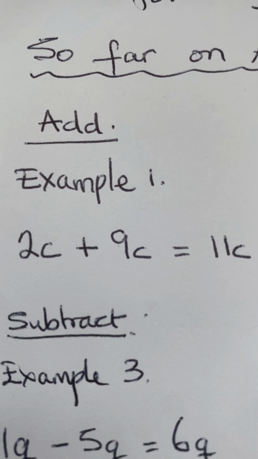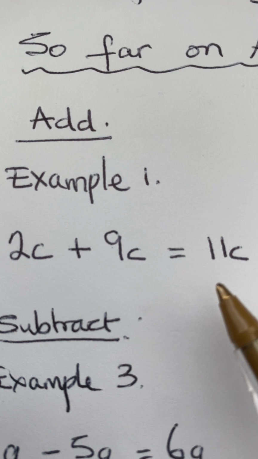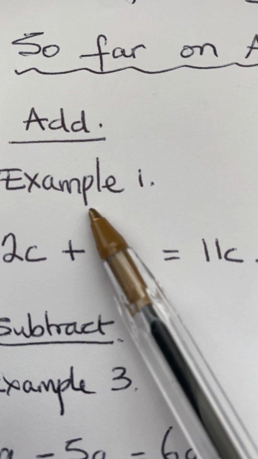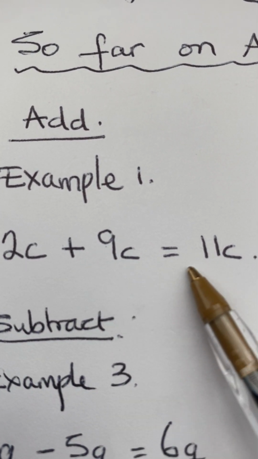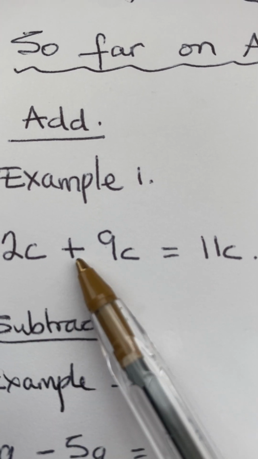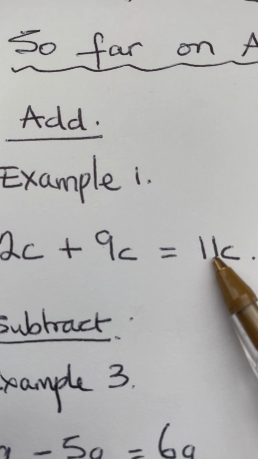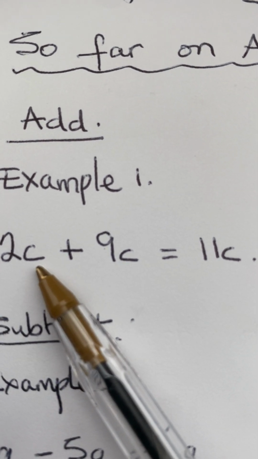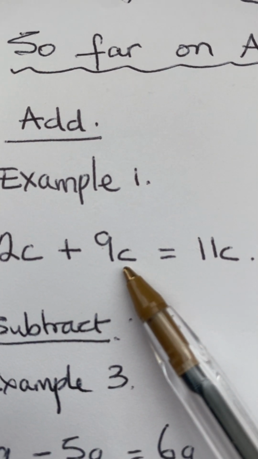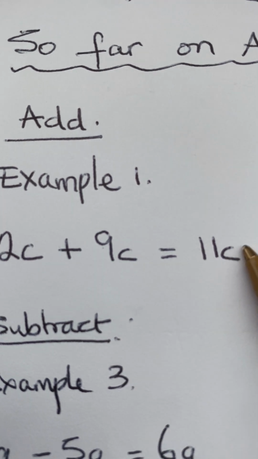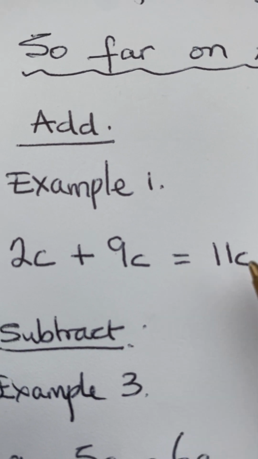So our first example is add. These are straightforward things. 2C add 9C is 11C. So if you have 2 carrots, you add another 9 carrots, that is 11 carrots.